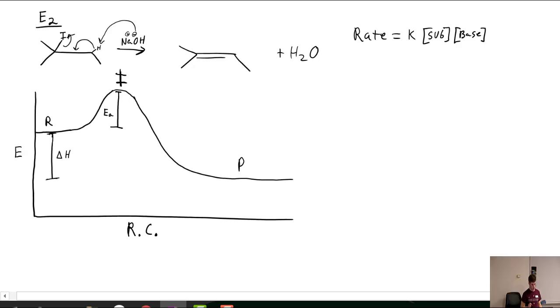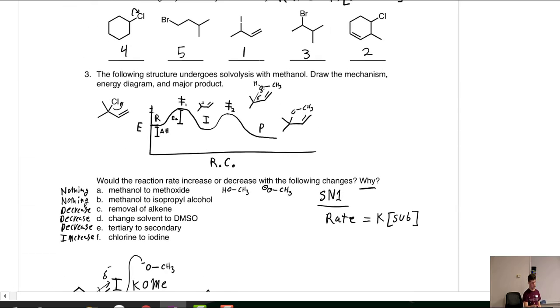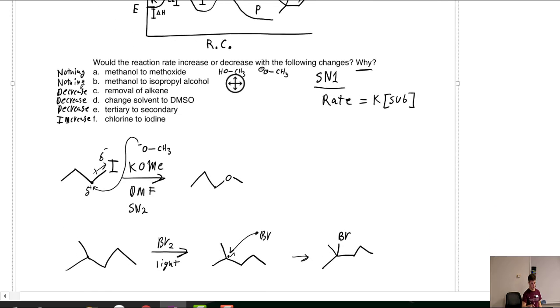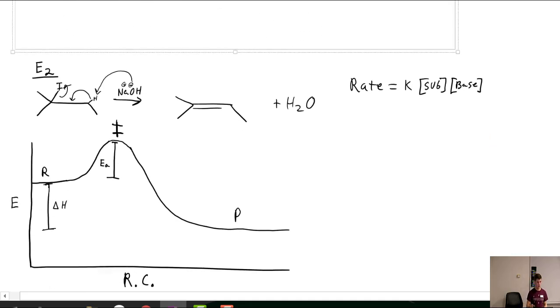So that is the plot. This is the same plot for SN2. And then E1, like we showed earlier, I don't know if I still had it drawn. E1 proceeds through a carbocation intermediate when you guys get there. So E1 and SN1 have the same plots. SN2 and E2 have the same plot. So if you're asked to draw an SN2 or E2, you show the same thing here.